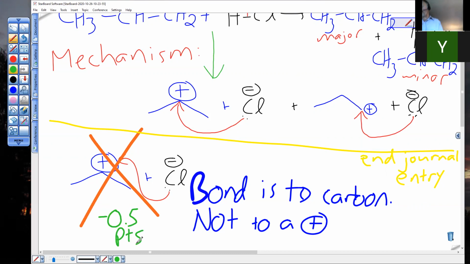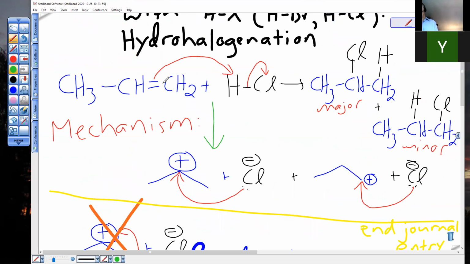I don't want to see anybody losing a half point. Notice my arrows always end at atoms or at an atom here. Sometimes they become a sigma bond. There's a sigma bond to this carbon that wasn't there before. Sometimes they become a lone pair. There's the lone pair right there. Okay, so that's a complete journal entry.